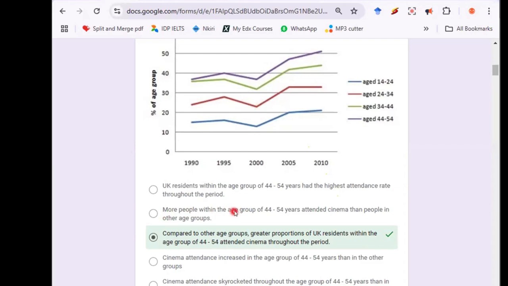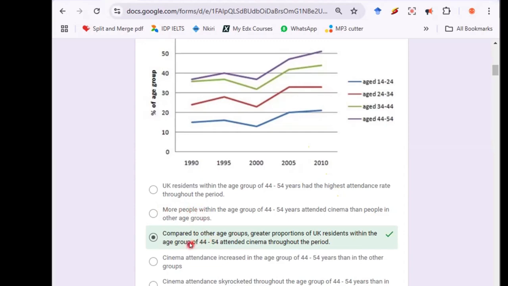Look at this next one. More people within the group of 44 to 54 years attended cinema. The problem with this second one is this word, more people. It might not be more people. Having a high percentage might not be the same thing as having more people. So we just stick to the figures that we have. Stick to percentage. Remember what I said earlier on. You should not change percentage to numbers. Anybody that writes more people has already changed percentage to numbers. So you cannot write more people.